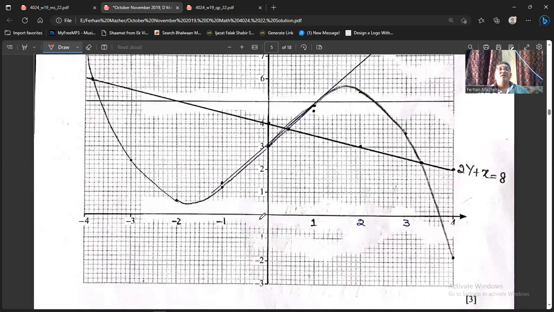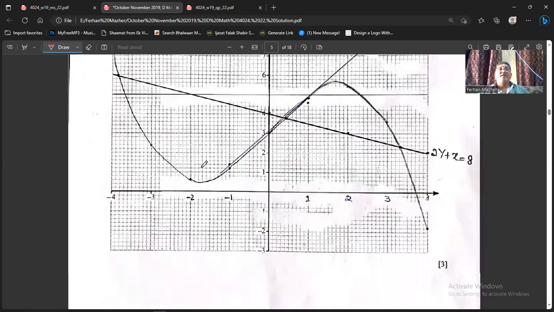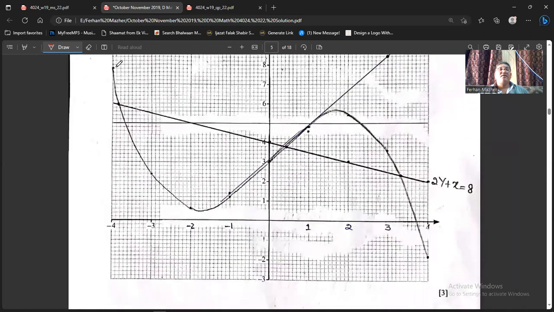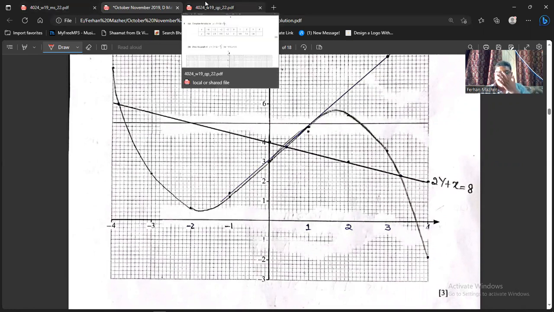This is the point. So what we will do is join them with a smooth curve. Don't flatten it, okay? Smooth curve, like this. This is how you will plot these points, and you will join them with a smooth curve.